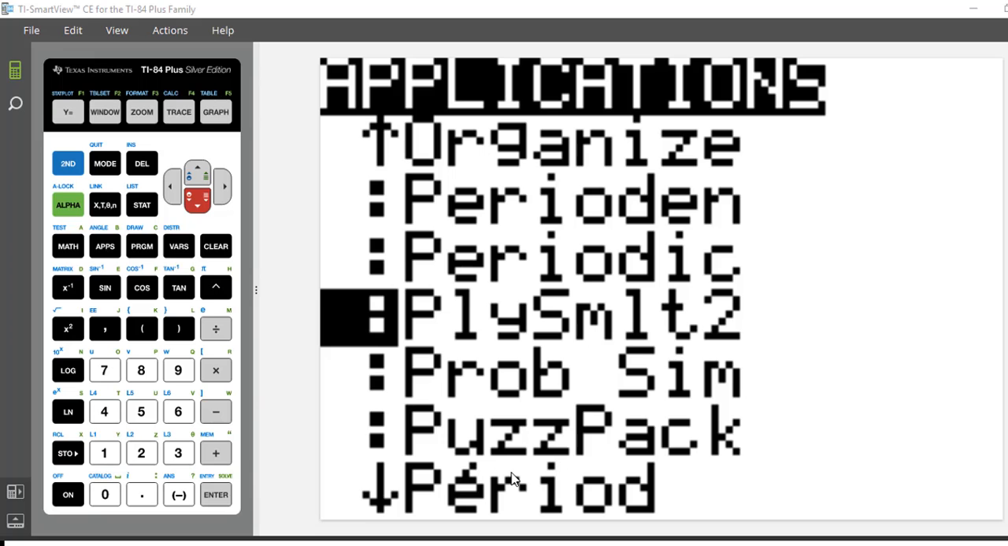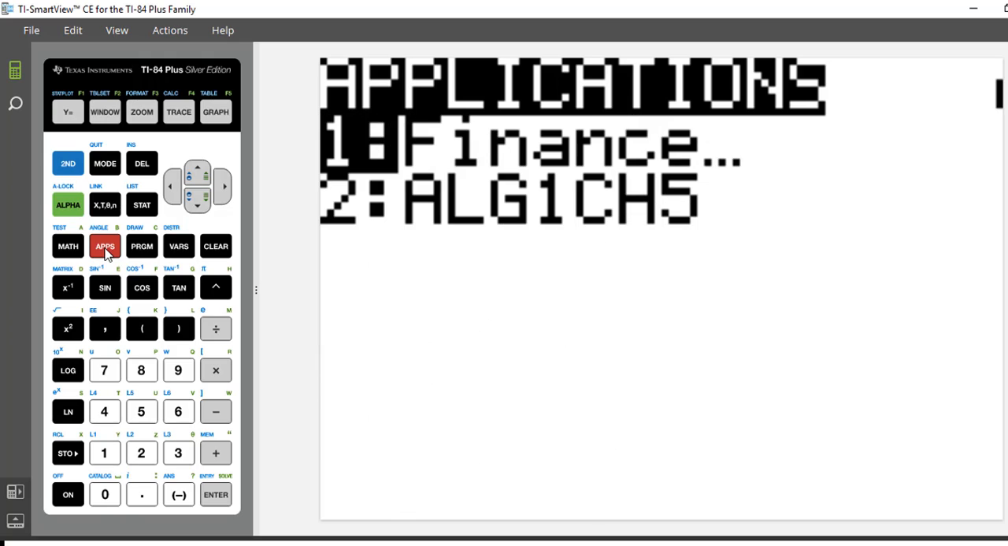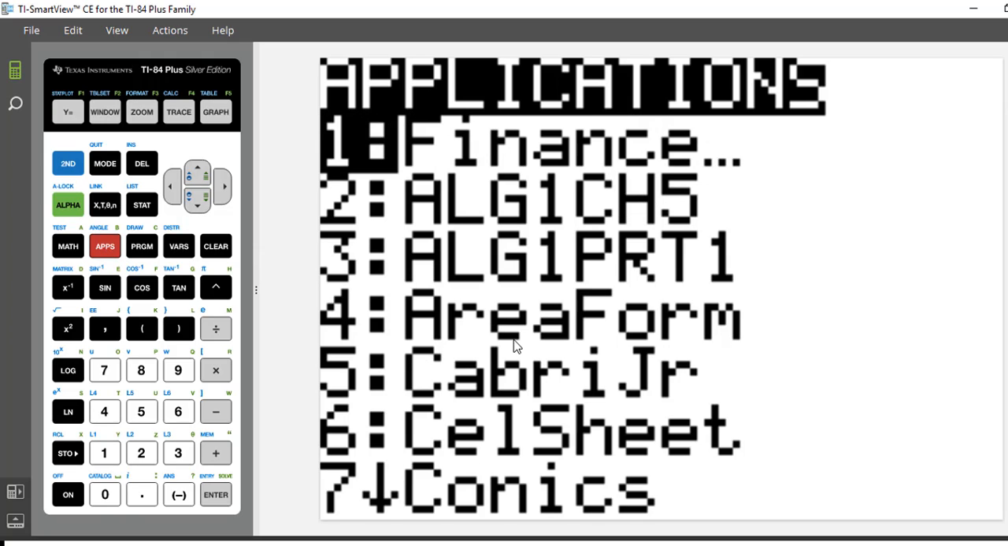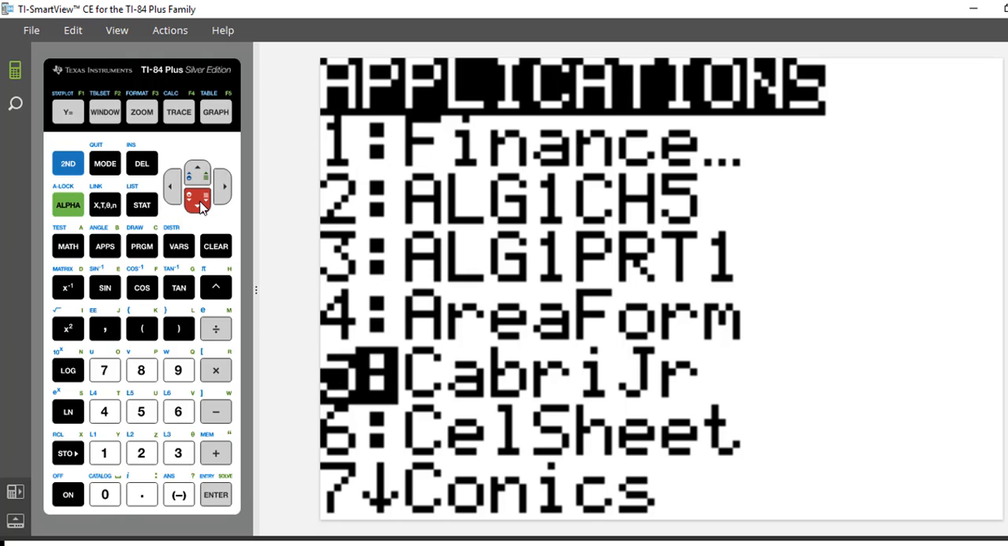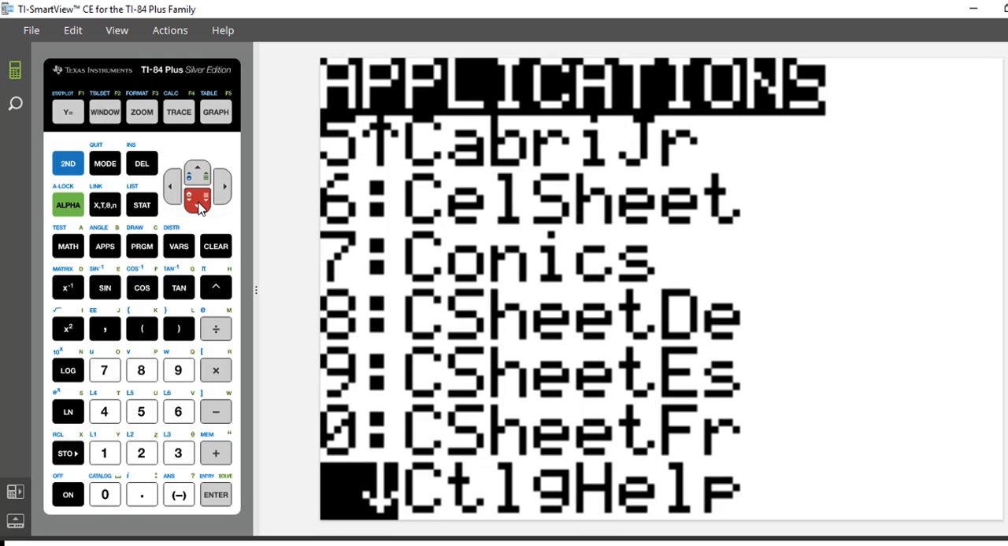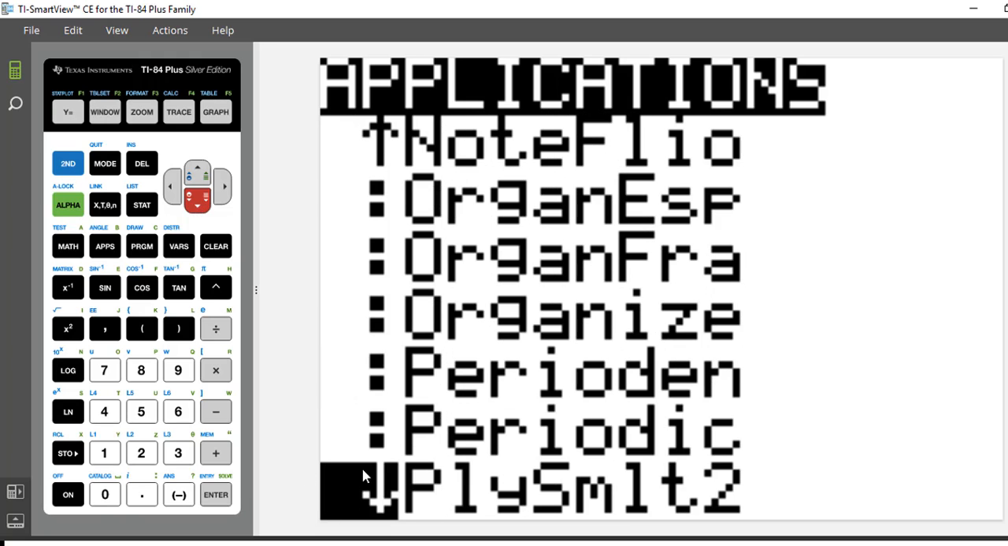In today's video, I will introduce a very useful application in the graphing calculator called Polysimultaneous 2. So basically, you go to the application button. Mine is really advanced, that's why I have so many applications. But normally in your graphing calculator, you have just a few, maybe 5 or 6. So it's easy for you to find this Polysimultaneous 2 application. Yeah, I find it here.